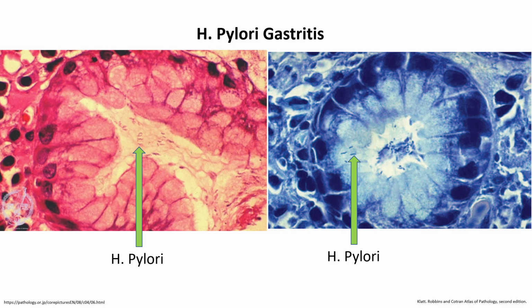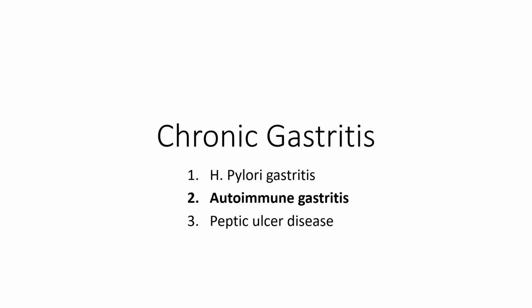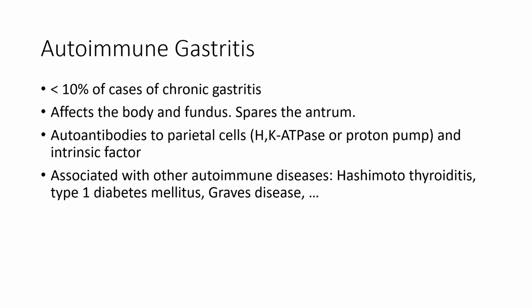Now we will talk about the second type of chronic gastritis, which is autoimmune gastritis. Autoimmune gastritis is much less common than H. pylori gastritis. It accounts for less than 10% of cases of chronic gastritis. It is an autoimmune disease where the patient has autoantibodies targeted against the parietal cells, and in particular, they are targeted against the proton potassium ATPase pump, or the proton pump. And the antibodies also are directed against intrinsic factor.